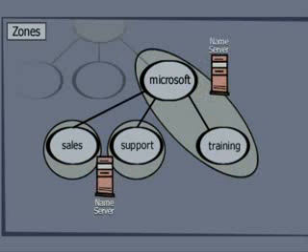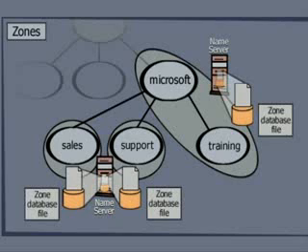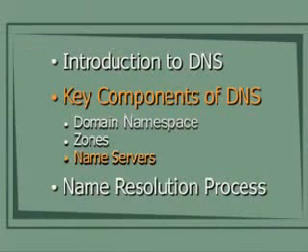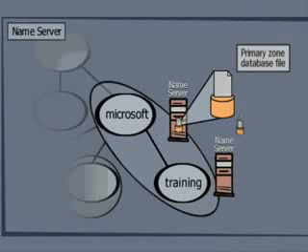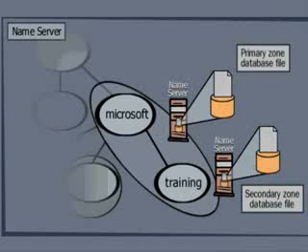The name-to-IP address data for computers located in a zone is stored in a zone database file on a DNS name server. One name server holds the primary zone database file for a zone. That name server is said to have authority for making changes to the zone file.